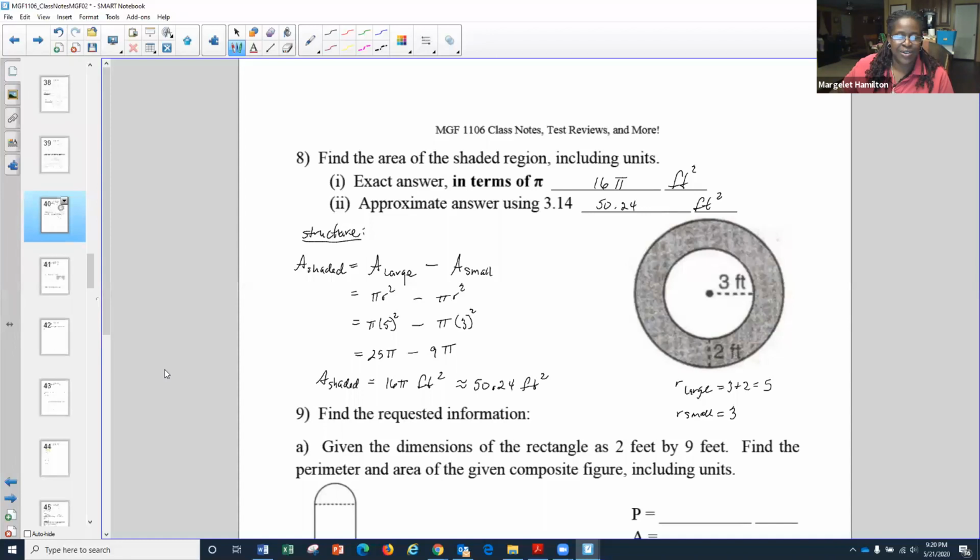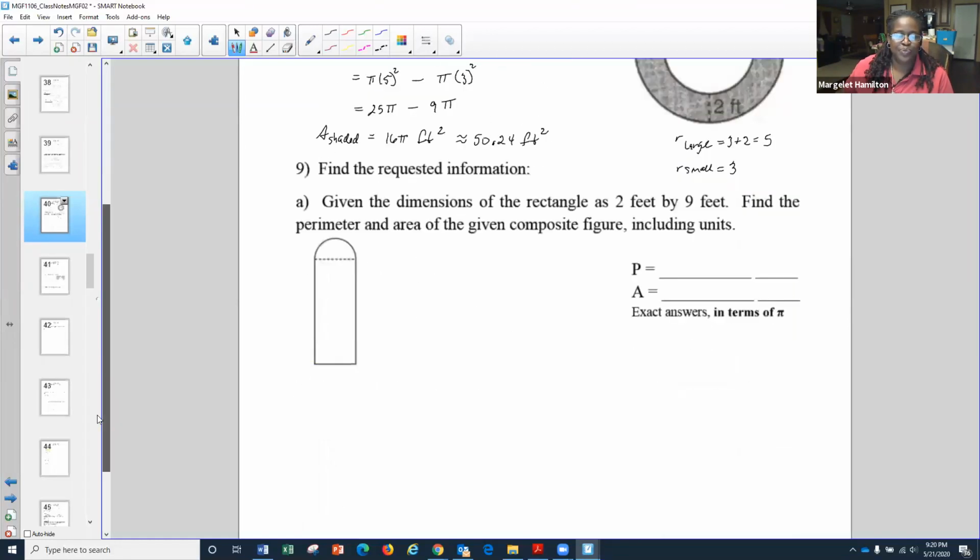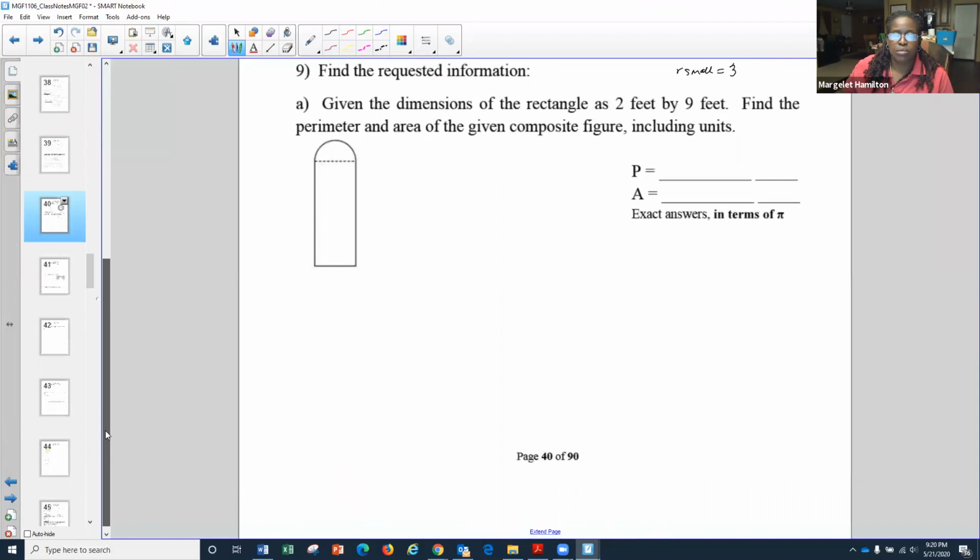Okay, let's go down to our next one. The next one, we have a composite figure. Now, a composite figure is different from an irregular figure, because with an irregular figure we actually have to break it up into pieces to find the parts in order to put them together, to find our areas and then put them together. With composite figures, these parts already have formulas. So they're similar or close, but these things are structured already, so they are not irregular.